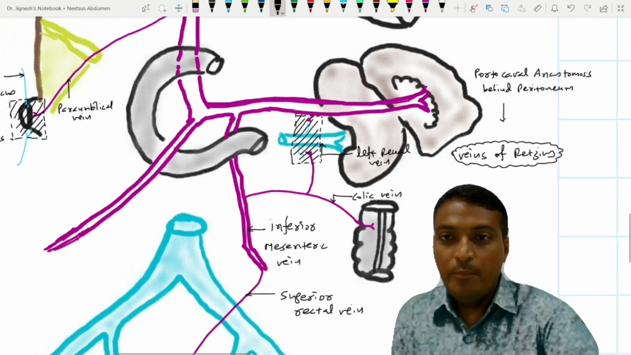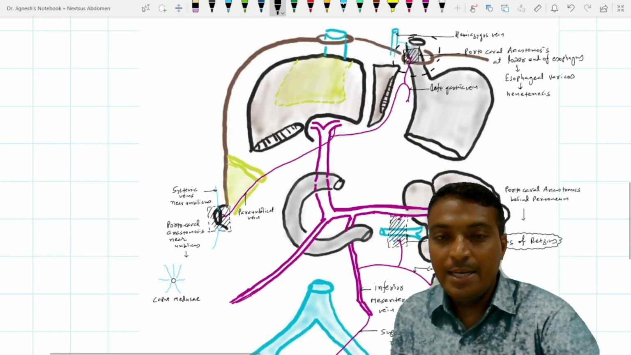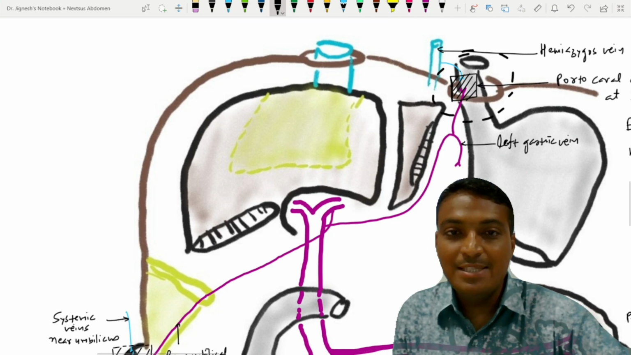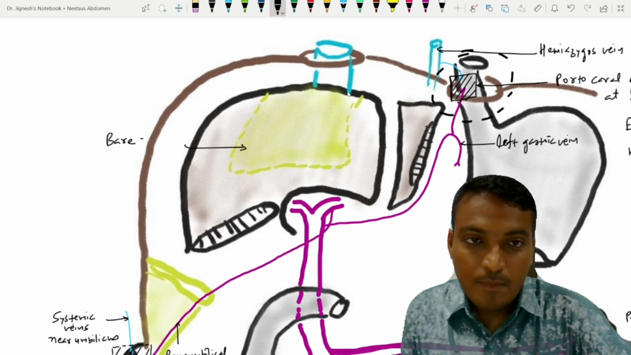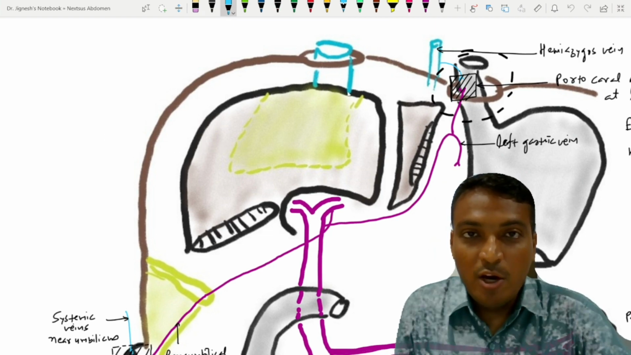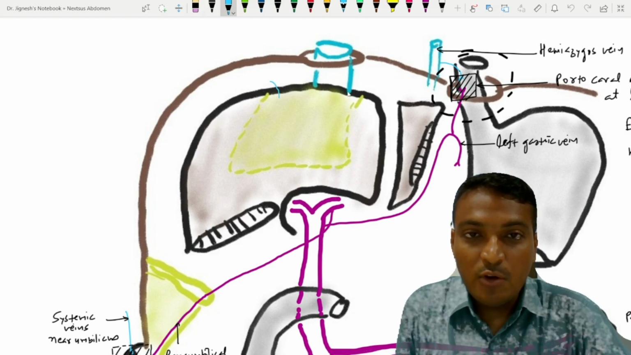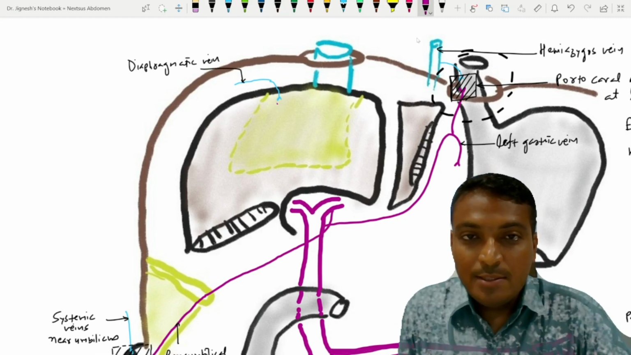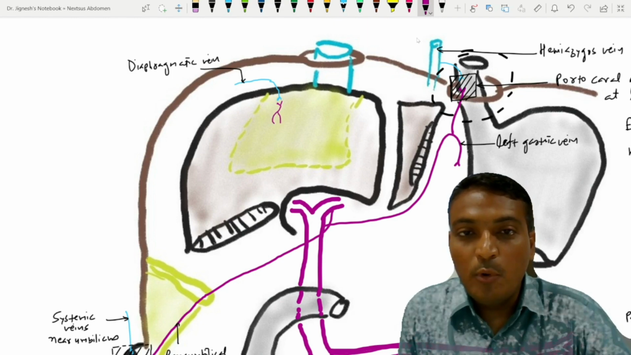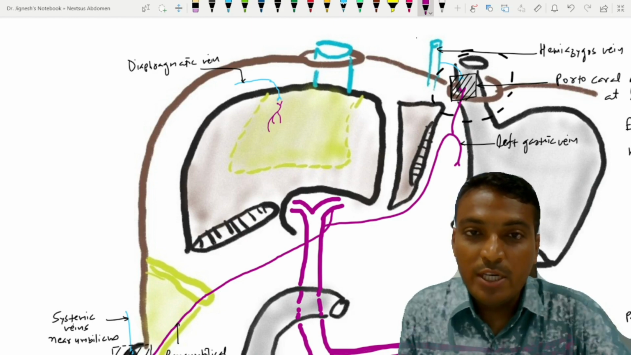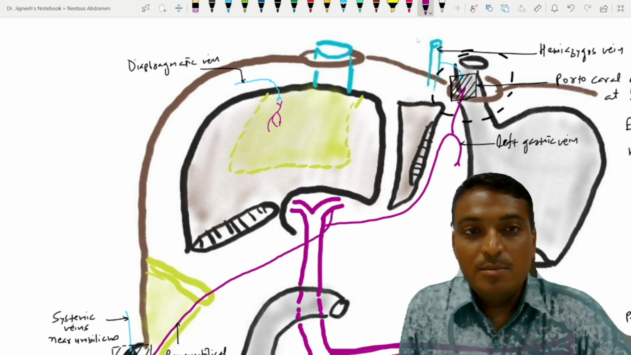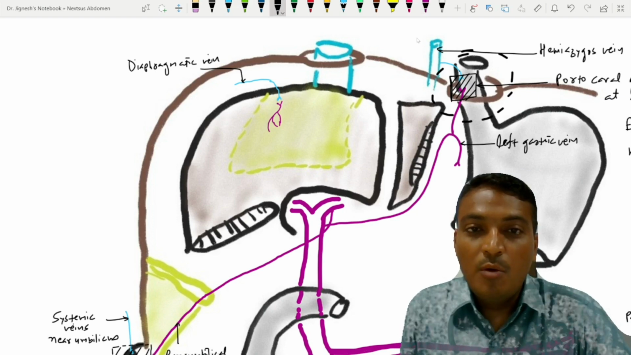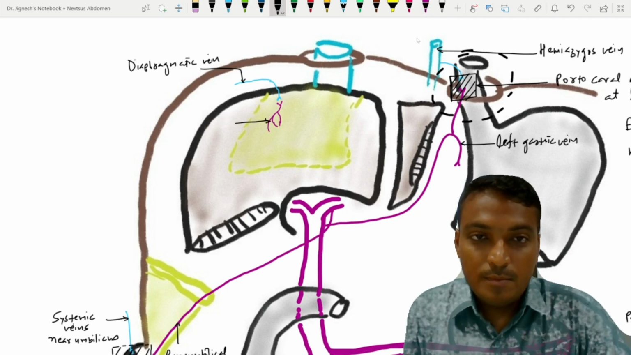The fifth type of portocaval anastomosis is present at the bare area of the liver. When we see this bare area of the liver, some part of it has tributaries which drain into the diaphragmatic veins. And these diaphragmatic veins communicate with the hepatic radicals of the portal vein. So the hepatic sinusoids communicate with this diaphragmatic vein and form the portocaval anastomosis.